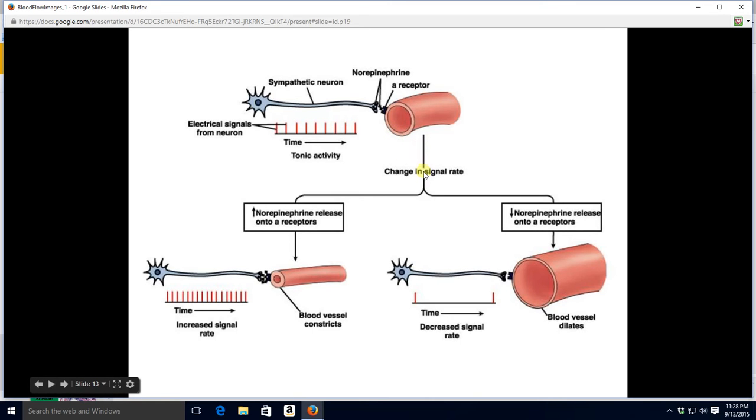We can have more signals on our neuron, and with more signals, we get more norepinephrine. More norepinephrine means the blood vessel is going to constrict and blood flow will drop. Or we could get less signals, less norepinephrine, and less contraction. The blood vessel dilates and flow increases.